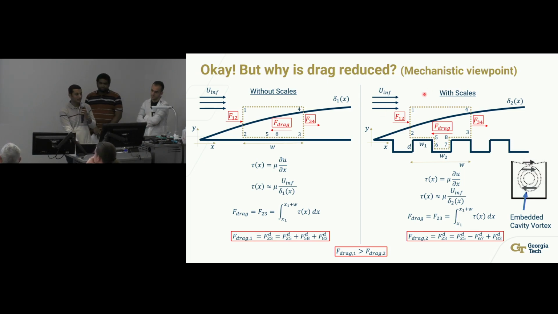Whereas in case of with scales, as we have already discussed, we see this embedded cavity vortex inside this structure, due to which at the bottom of the scale, for example in the 6-7 region, the direction of velocity is from 7 to 6, which essentially results in a negative drag. So instead of having a drag, it essentially results in a thrust. So we can clearly see that the drag here is all positive, and here we have this negative, which makes the drag without scales considerably higher than with scales.